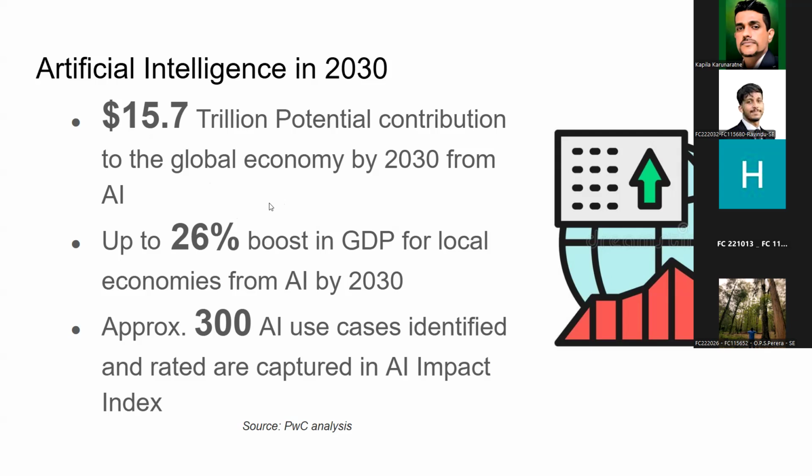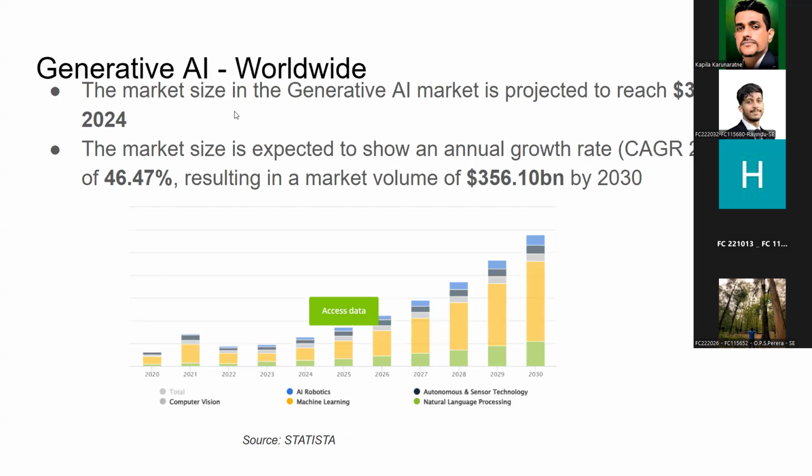So if we can get a very small percentage of this to a country like us, it will be sufficient, right? So that's massive. We really need to think about this now, right?